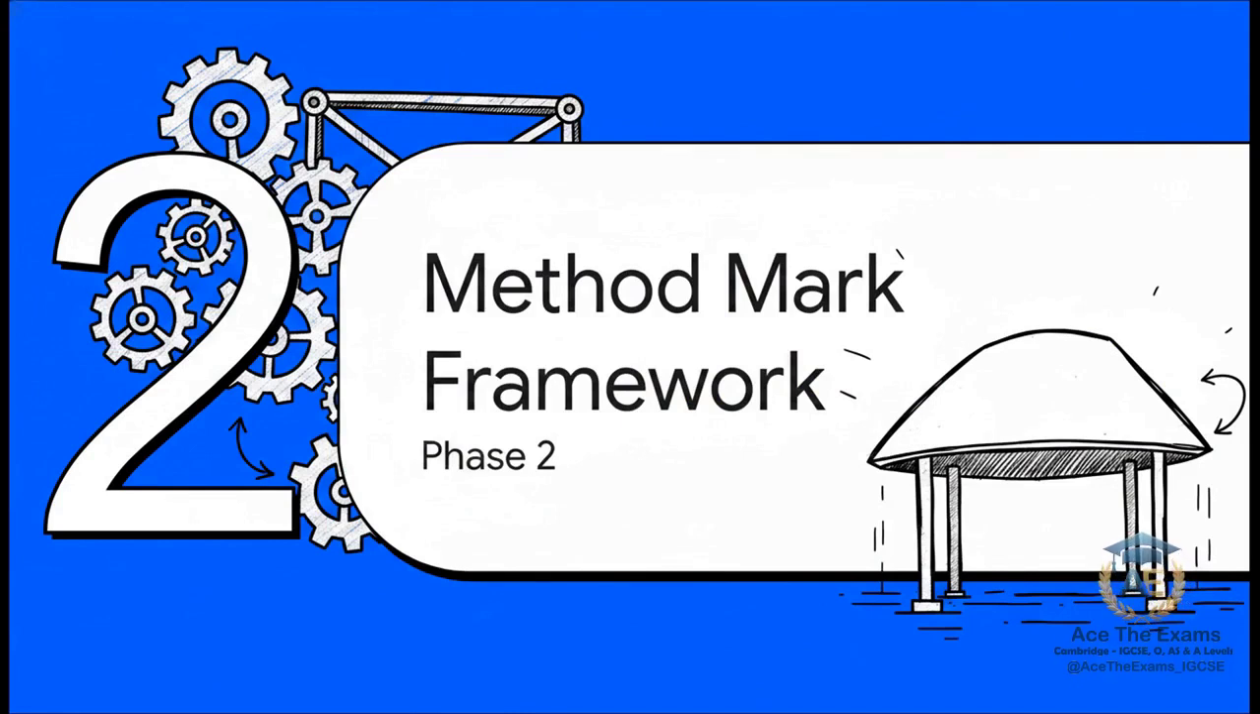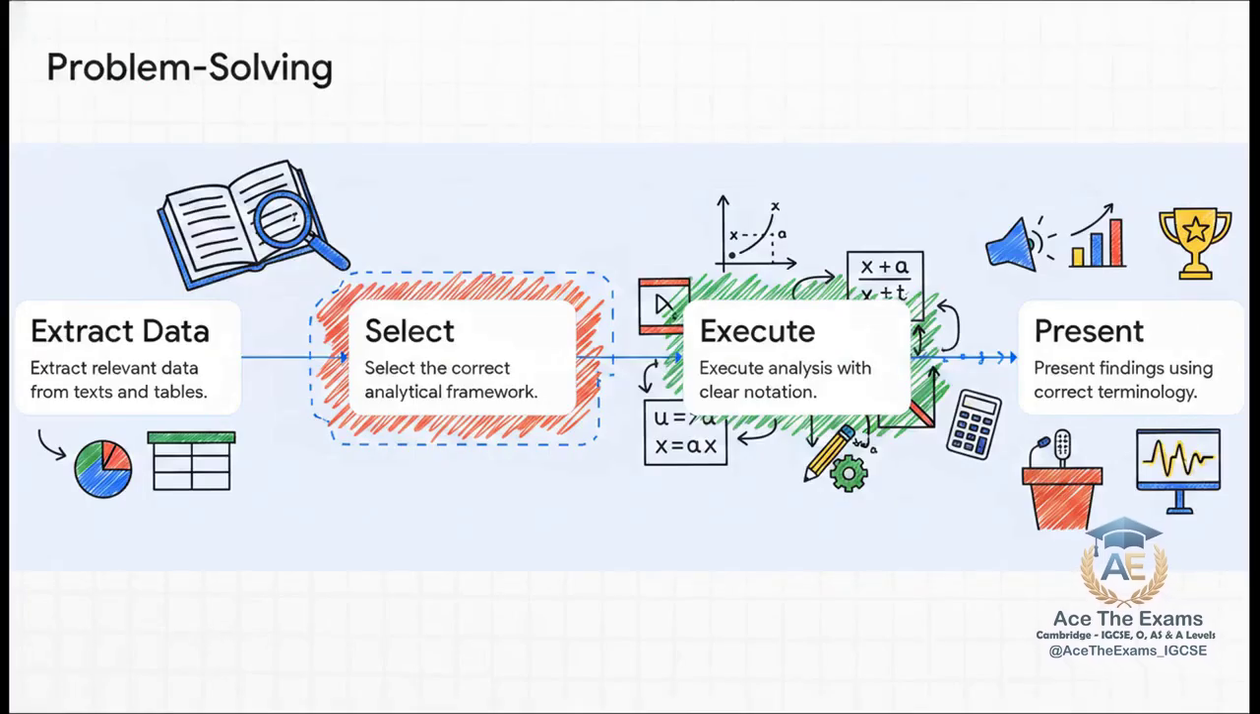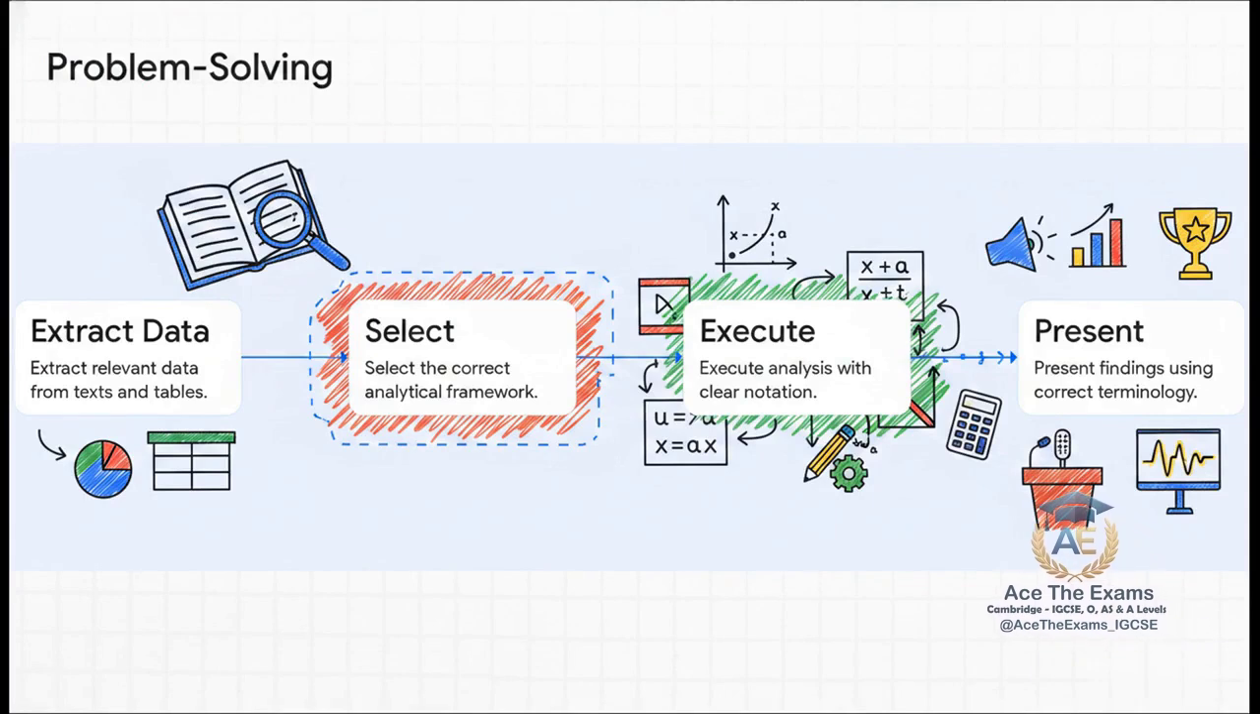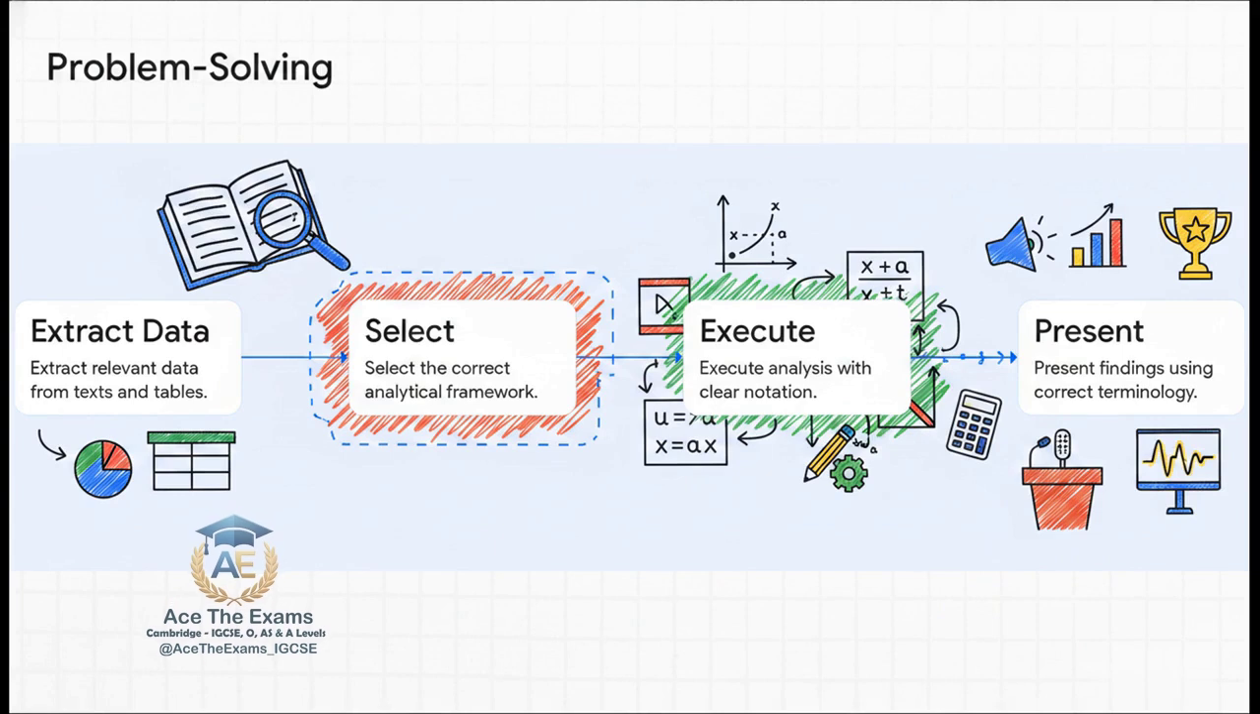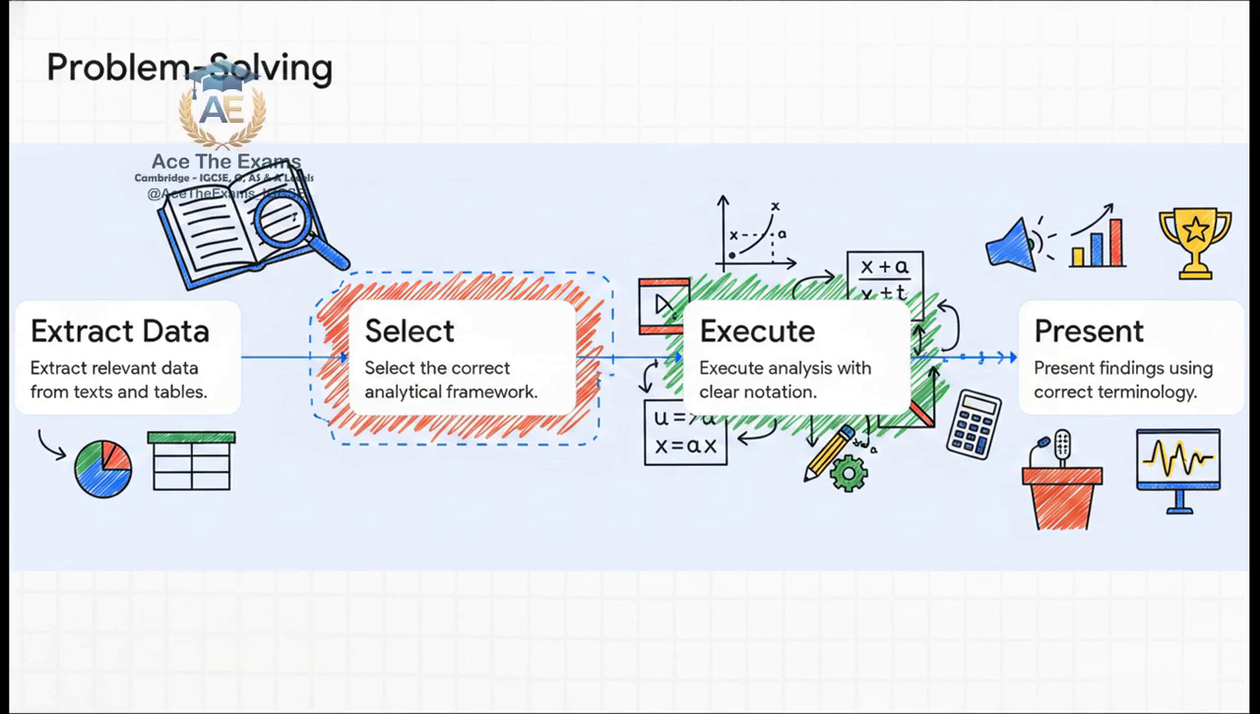Phase 2. The Method Mark Framework. In Cambridge exams, the procedural framework holds up the structure, not just your final number. You are awarded crucial method marks for the process itself. If you just magically write down an answer with absolutely no working out, you're essentially handing the examiner a floating roof with no structural walls to support it.